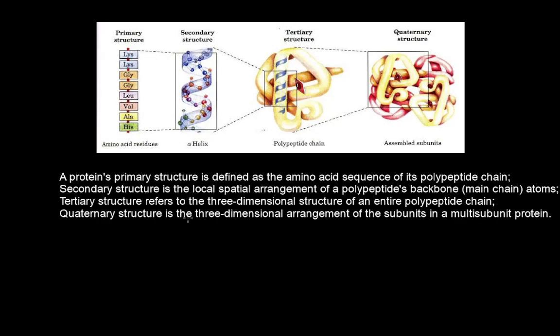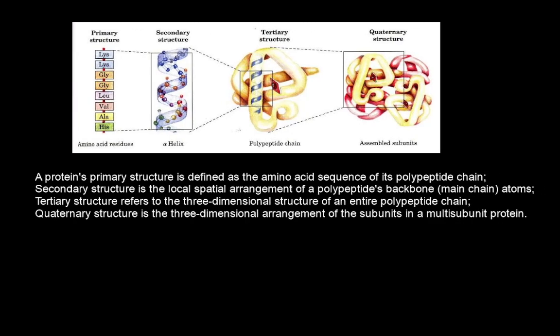Secondary structure is the local spatial arrangement, the foldings of the polypeptide's backbone, main chain atoms. Tertiary structure refers to the three-dimensional structure of the entire polypeptide chain, and the quaternary structure is the three-dimensional arrangement of subunits, a combination of an aggregate of more than one polyamide chain.